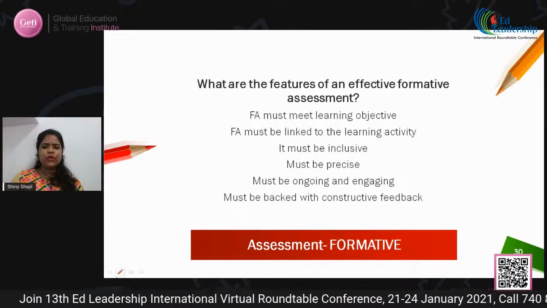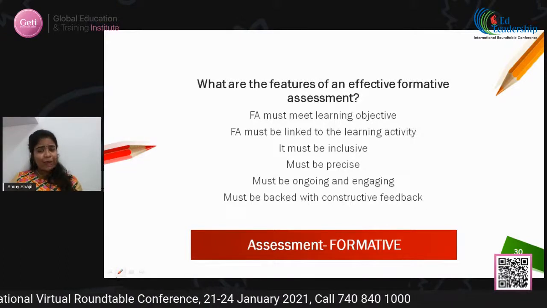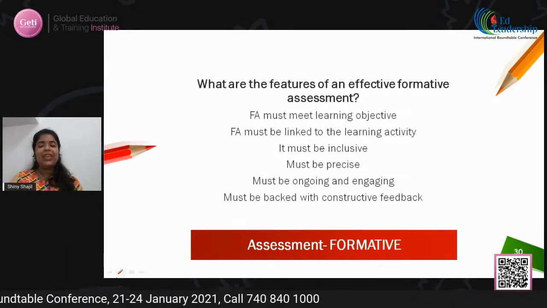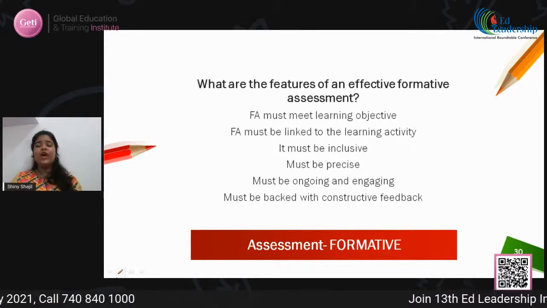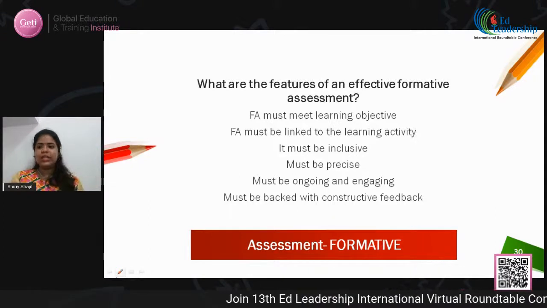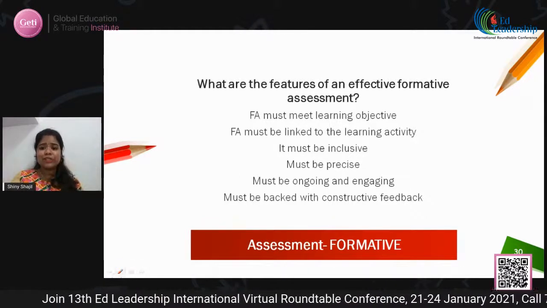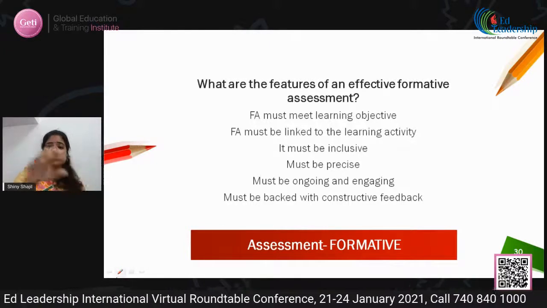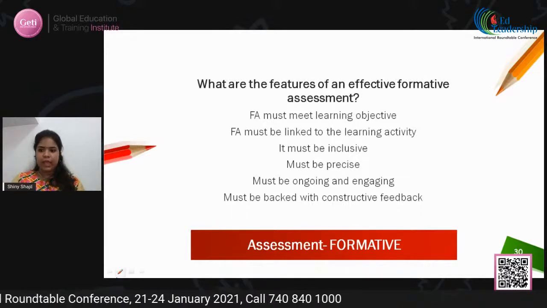Offline, how do you do it? By pen-paper tests, worksheets, and so on. But online, how do you do it? It's going to be easier online, because we have so many statistical tools which summarize and give you the result at your fingertips. You ask them to do a test, and the computer itself processes the result and tells you where the child went wrong and where the child went right, and then it's very easy for you to give feedback.